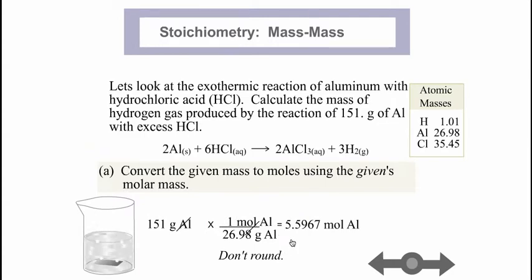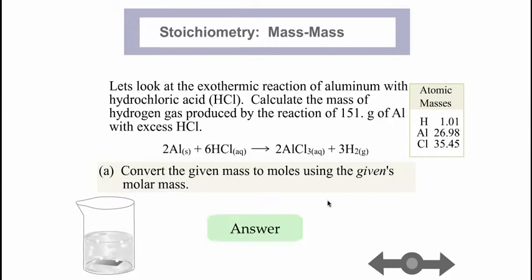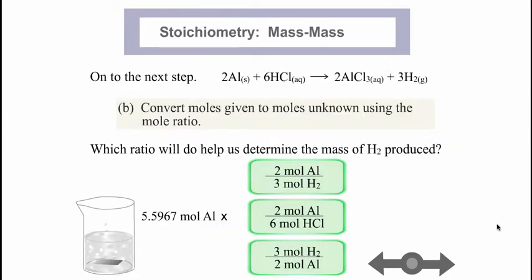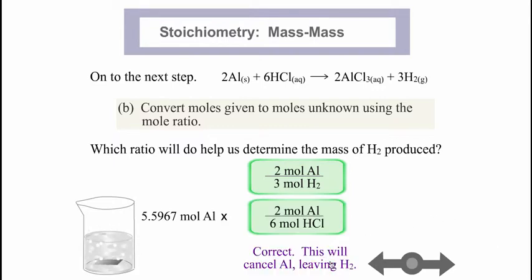Can you go from mass to moles for aluminum if you have 151 grams? First things first, we multiply this times my ratio. Why is the 26.98 grams in the denominator and the 1 mole in the numerator? All right, write down for part A, we've got 5.596 moles of aluminum. The next thing we have to do is go from moles of aluminum to moles of the unknown. Remember, our unknown is hydrogen. Which one of those three ratios will get rid of the moles of aluminum and leave us with moles of hydrogen? And the correct answer should be this one, this ratio.